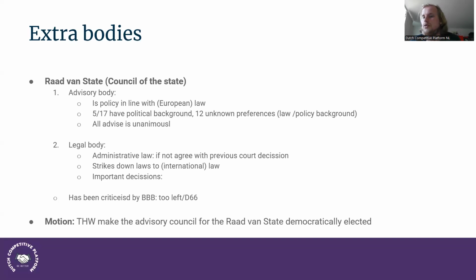And of course, all advice needs to be unanimous. So even if you have two right-wing people there, which would be at least a bare minimum, at least we know one of them is right wing or conservative, and that is definitely representing a lot of people. It needs to be unanimous, so there isn't as much of a left-leaning tilt here. Why am I saying this? Because it has been criticized by the Farmers Party, the BBB, as being too left leaning, too much like a D66 party. That is why I'm bringing up this part, but actually it is not.